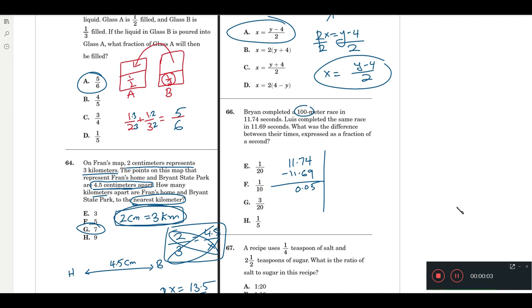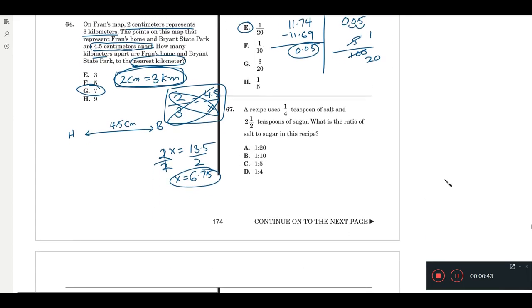Okay, so let's continue. Brian completed a 100-meter race in 11.74 seconds, and Lewis completed the same race in 11.69 seconds. What was the difference between their times expressed as a fraction? The difference is 0.05. We can move the decimal, so it's 5 over 100, which equals 1 over 20 when simplified. That gets E. That's it.